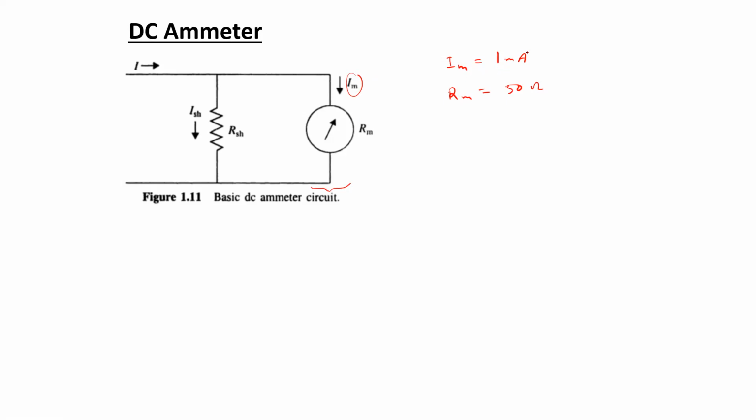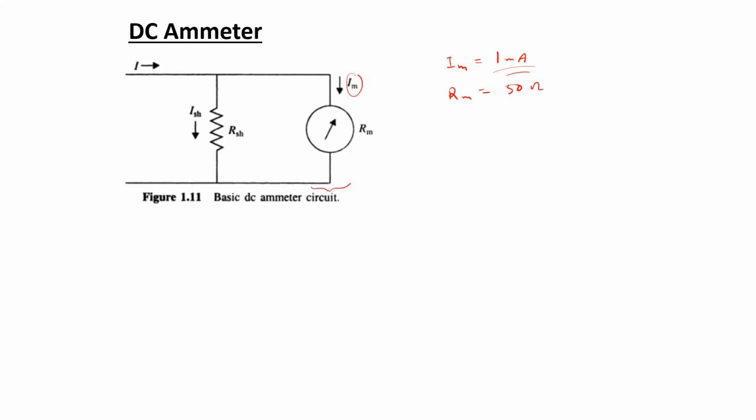Using this meter movement mechanism, it would not be possible to measure currents beyond 1 milliampere. So that would be the maximum range that could be measured without the shunt resistance. Now, using suitable values for the shunt resistance, the range of measurement can be increased.